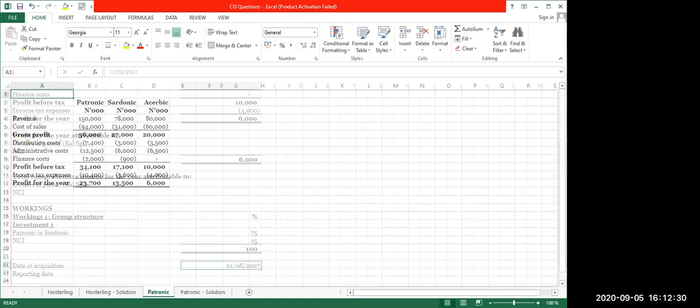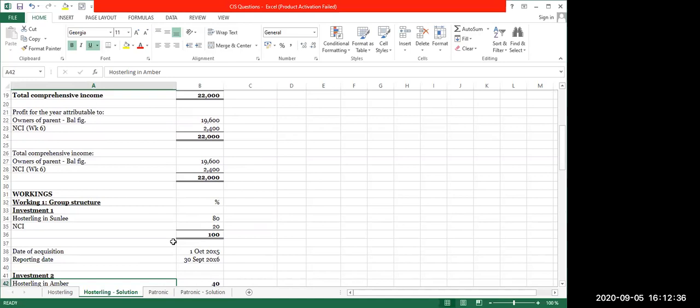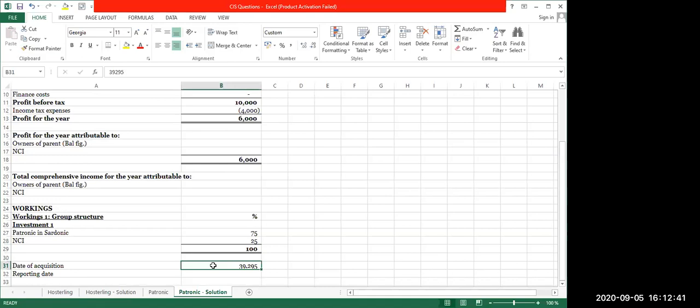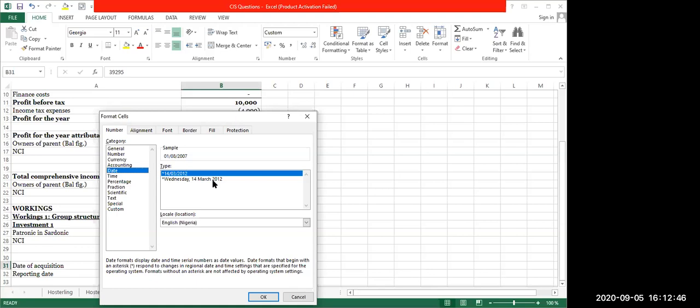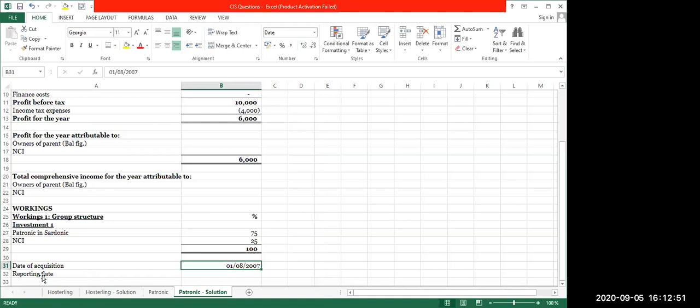I would prefer the formatting we used here. So on 1st August 2007, oh, working. Okay. And the reporting date is 31 March 2008.